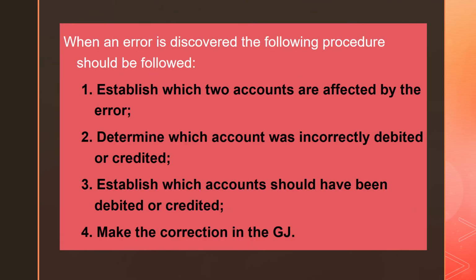When an error is discovered, the following has to take place. Number 1, we have to identify which accounts are affected. As usual, there will be 2. Once we've identified which account is affected, we need to determine which account was incorrectly debited or incorrectly credited. Now we can then establish which account we should have debited or credited, and then correct the error in the general journal.